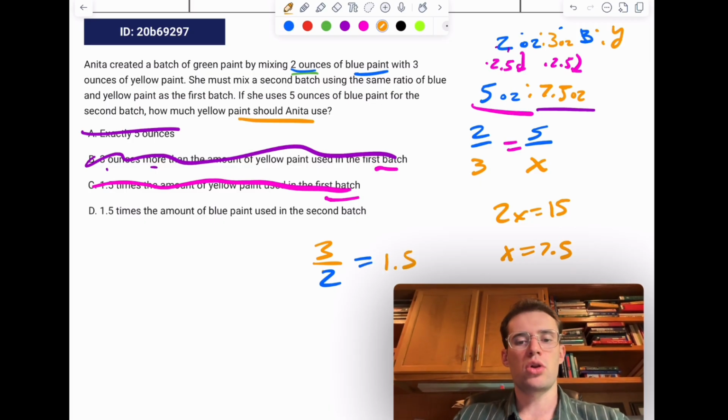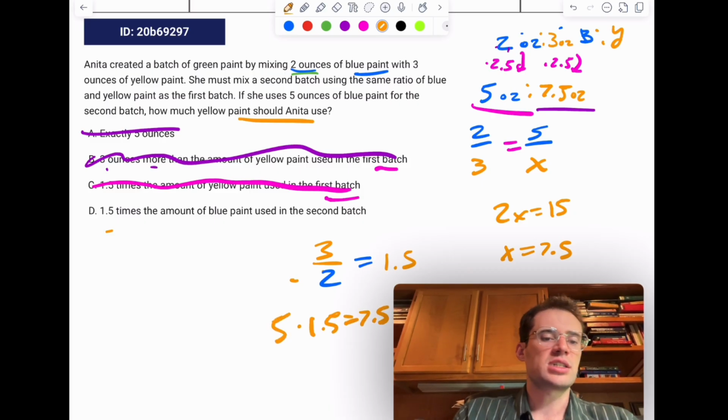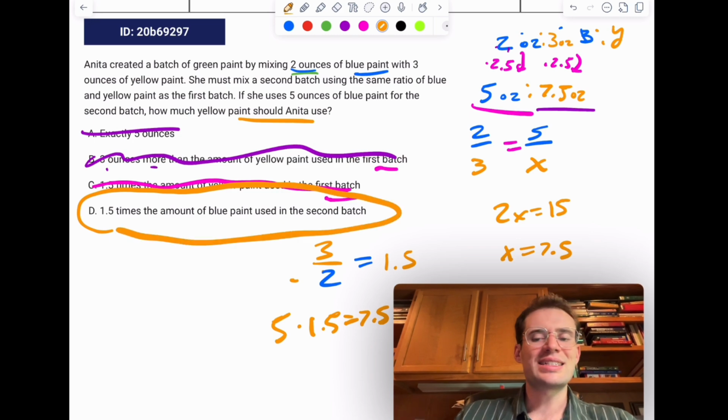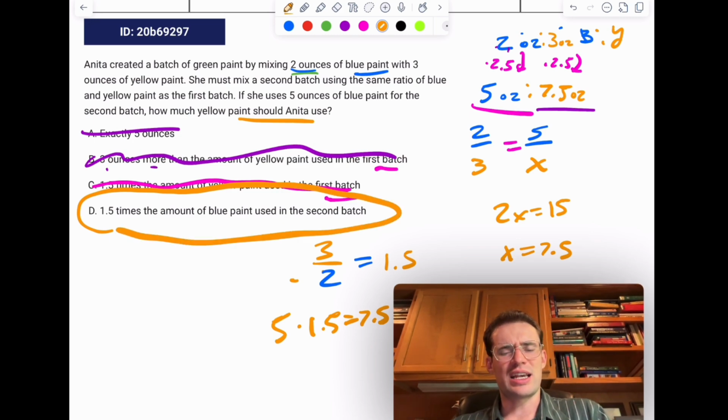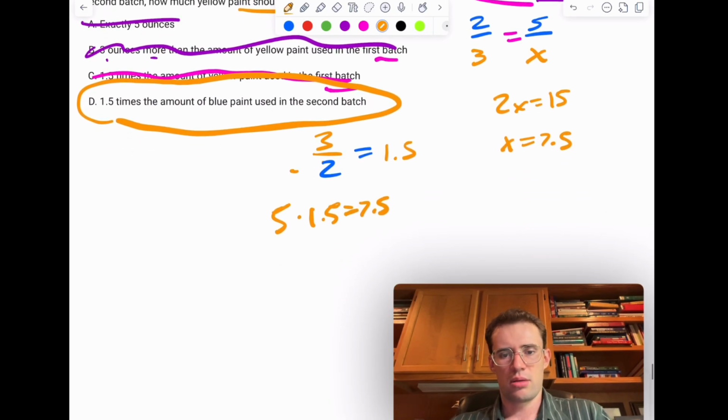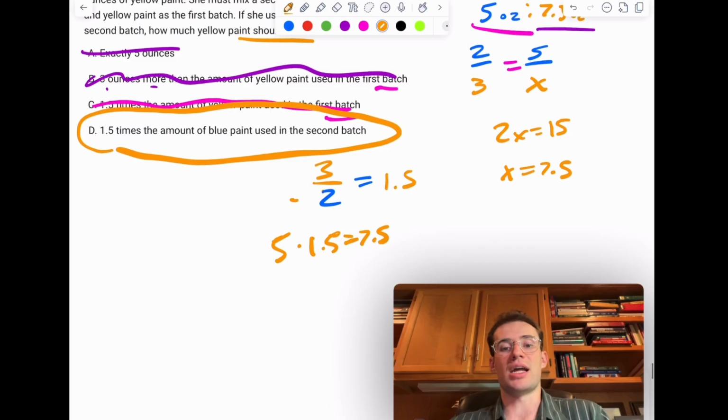So if you have your blue amount, you multiply it by either 3/2 or 1.5, you get your yellow amount. 5 times 1.5 is 7.5. Okay, so that checks out. I guess they thought it was too easy if they just put it as 7.5 ounces as an option, or 2.5 times 3 ounces. But yeah, there's another way to think of it. I think I even said you could do that. I just was too lazy to actually do the math with it. But okay, so D, 1.5 times the amount of blue paint used in the second batch, so in that same batch.